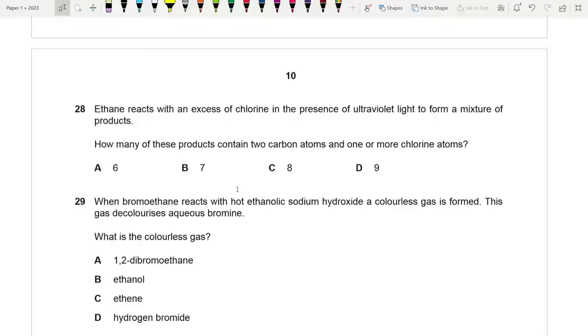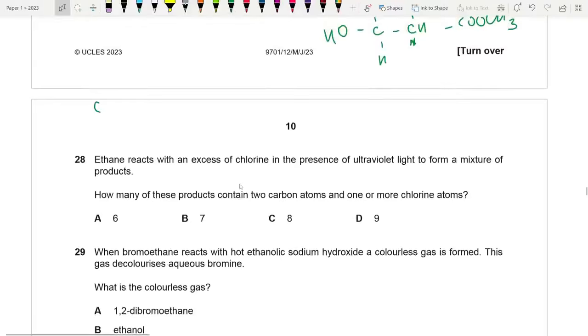Ethane reacts with an excess of chlorine in the presence of UV to produce a mixture of products. Ethane, okay. CH3CH3. How many of these products contain 2 carbon atoms and 1 or more chlorine atoms?